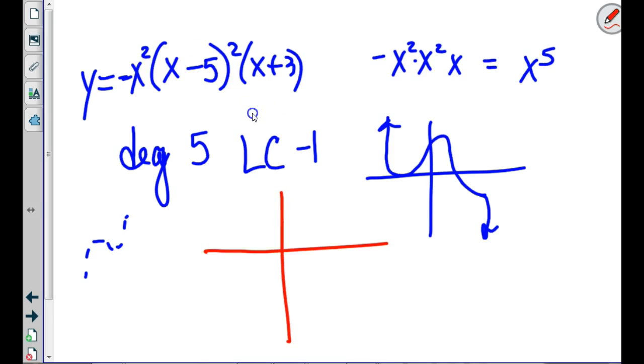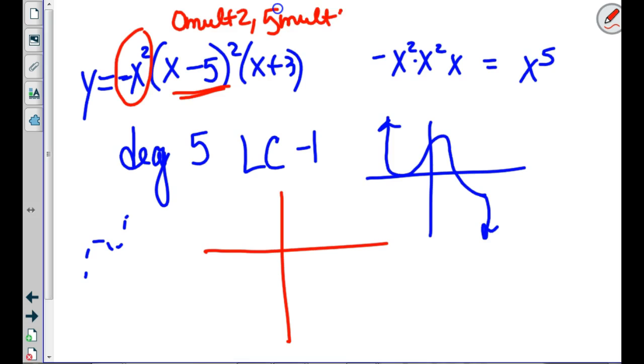What are the zeros? If I set this equal to 0, there's a 0 at 0, right? So there's a 0 of multiplicity 2. There's a 0 at 5 multiplicity 2. Everybody get the multiplicity? It's just the exponent power. And if it's even, it means what? Bounces or just kisses the x-axis.